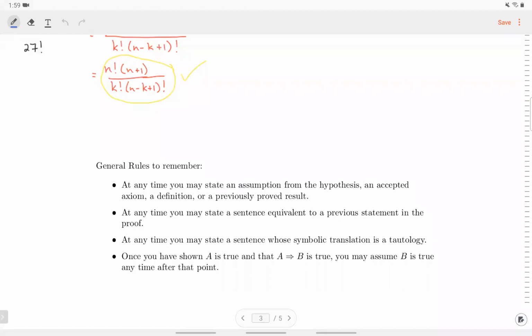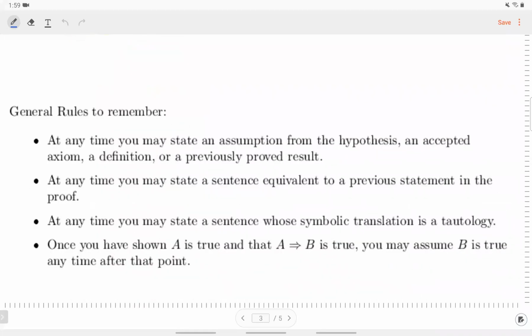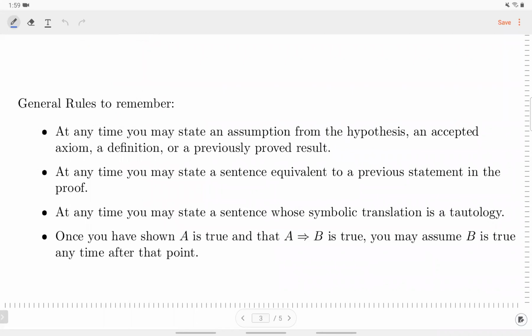All right. So last time we saw a bunch of examples of direct proofs. Now here's some general rules for you to live by with your proofs when you're writing them up. At any time, you can state an assumption from the hypothesis, an accepted axiom, a definition, or a previously proved result. What that means is when you turn homework in to me, you are allowed to put in there, in class, example 5 says blah, blah, blah. So I can assume that and go on, right?